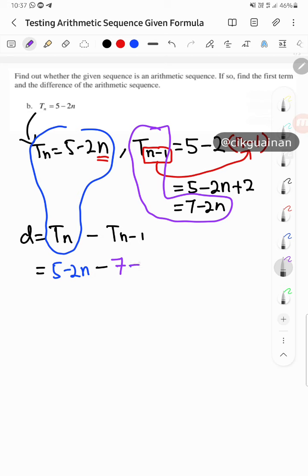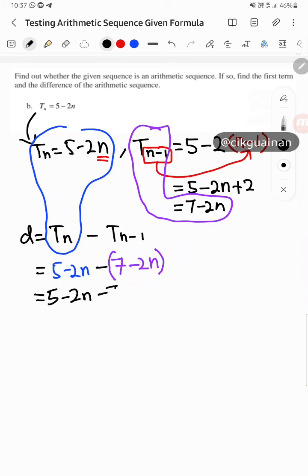Since there are two terms, 7 and minus 2n, inside Tn minus 1, you have to be careful and put a bracket. Put bracket like that, and then you can expand the negative outside the bracket properly. So 5 minus 2n minus 7 plus 2n. As you can see, the 2n and minus 2n cancel each other. That leaves us with 5 minus 7, which is minus 2.